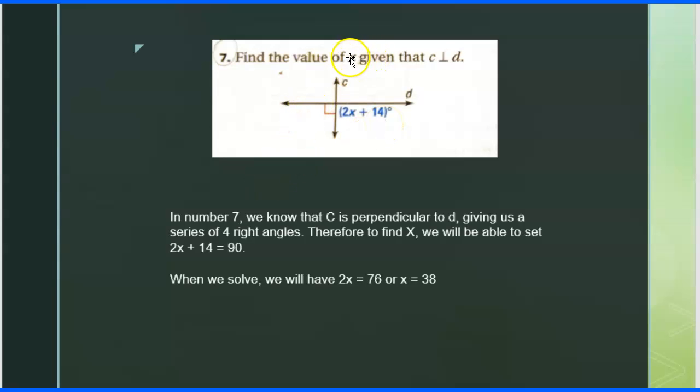So now we want to find the value of x. Don't tell me what the measurement is, that's not what they ask for. 2x plus 14 equals 90 is what we want to work out. When we solve it, we move that 14 over, subtracting it from both sides. So we'll have 2x equals 76, or x equals 38.